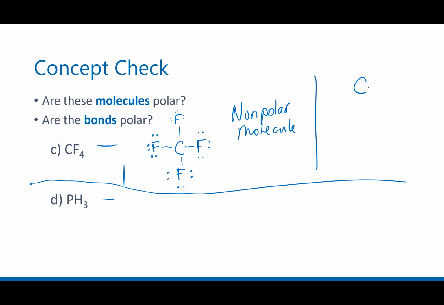Now, the next question was, are the bonds between carbon and fluorine polar? Now, I do not care that there's four fluorines. That is irrelevant. I'm only trying to figure out, is the bond between carbon and fluorine polar? So carbon's electronegativity is 2.6. Fluorine's electronegativity is 4.0. This is definitely a polar bond. But even though the bonds are polar, the molecule cancels out. The molecule is not polar.